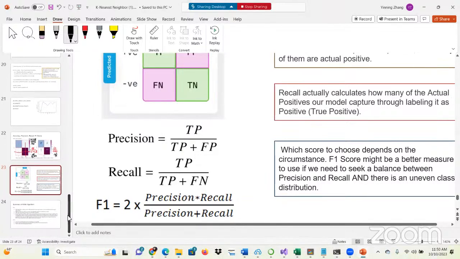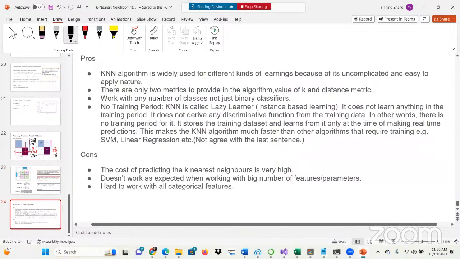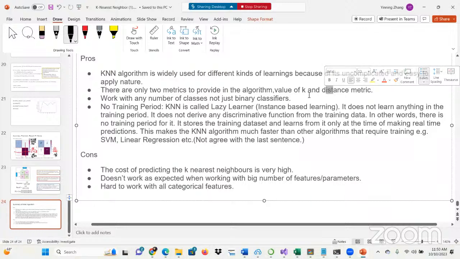Okay, that comes to a summary of this lesson. This algorithm is widely used because it's easy to understand. In the classifier model, you need to provide two parameters: one is the k-value, and the other is the distance metric. You can just use the default one, Euclidean distance. It works with multiple classes, so if you have multiple classes, do not choose logistic regression.